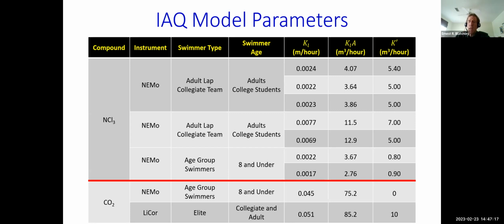I'm not going to go through all of the data. All of the information presented above the red line corresponds to experiments where we focused on trichloramine. The information below the red line was in experiments where we focused on CO2. And I'm going to focus on the first two entries in this table. This value over here that I'm hovering over with the cursor, KLA, is this background mass transfer coefficient.